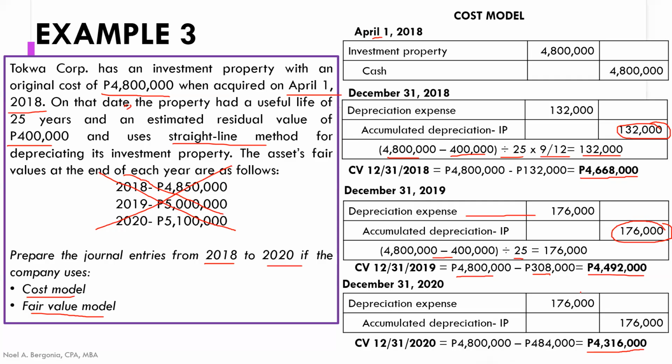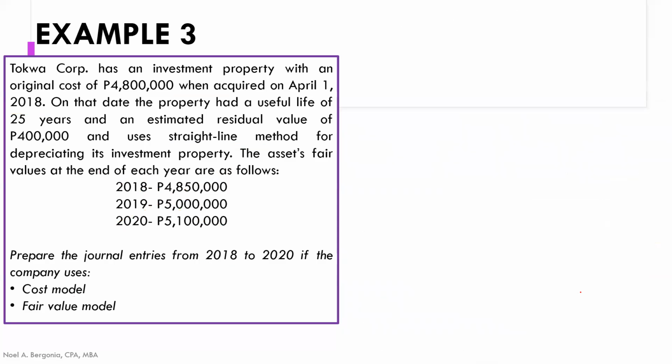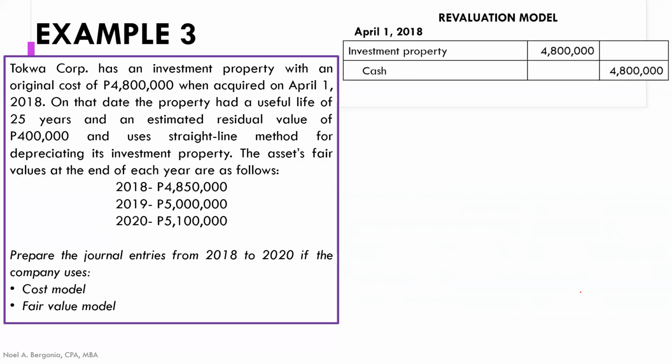On the other hand, now let's proceed with the fair value model. Under the fair value model, let's summarize what we mentioned earlier: there should be no depreciation, and any fluctuation in the fair values will be recognized in profit or loss. So we start with the purchase, same as earlier: debit investment property, credit cash, 4,800,000. Then we have no depreciation at the end of 2018, but we will be recording the change in our fair value.